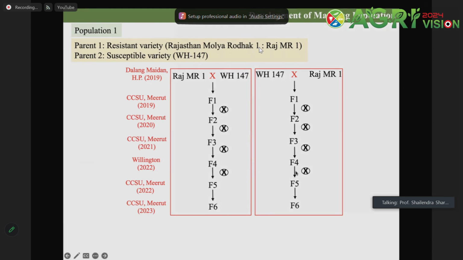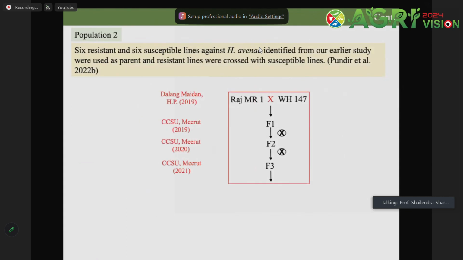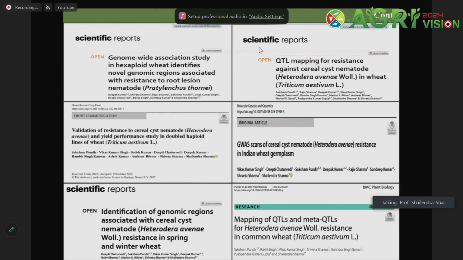And the other one is WH147 as the reverse, and the other parent is Rajamar1. So it's a reciprocal cross. So we performed this experiment at Dalang Maidan, Himachal Pradesh, Wellington, sorry for the wrong spelling, and also, of course, at Meerut. Another cross. So these are the publications from my lab in the recent 4 years.